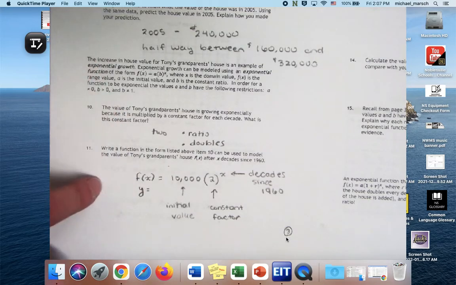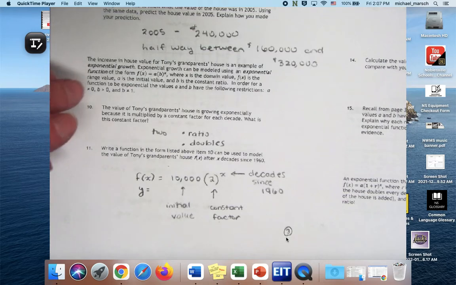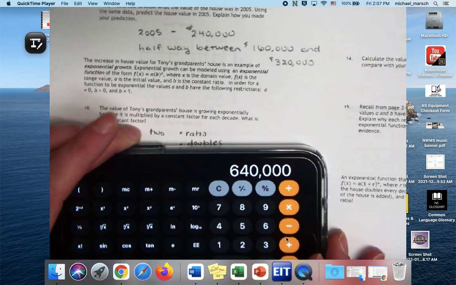So if I wanted to know the price, we said in 2020, we thought that the price would be $640,000. How many decades is it after 1960 to get to 2020? 6. So 2 to the 6th power times 10,000, and I get 640,000.